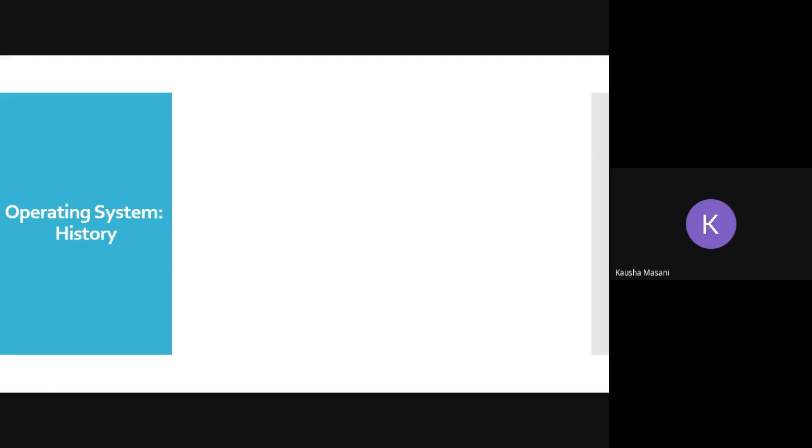Now, if I go through the history, there was the first generation. Your OS is divided into a set of generations. The first generation computers, or you can say OS, came around the time of 1945 to 55. Does anyone have an idea what those first generation computers were working on?